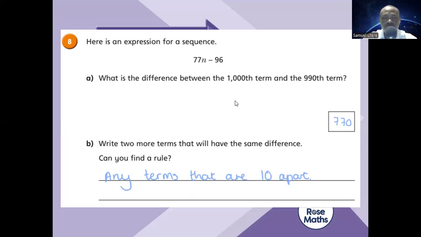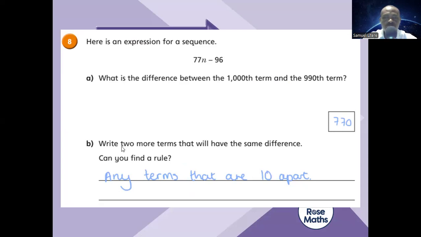Of course, you can do simple substitution. The 1000th term will be 77 times 1000, that will be 77,000 minus 96. You work that out. Then that will be 77 times 990, you work that out, and then minus 96. And then when you finish, you work out the difference.